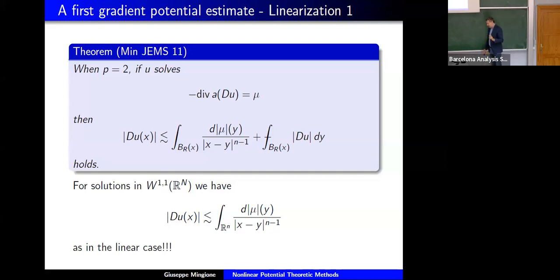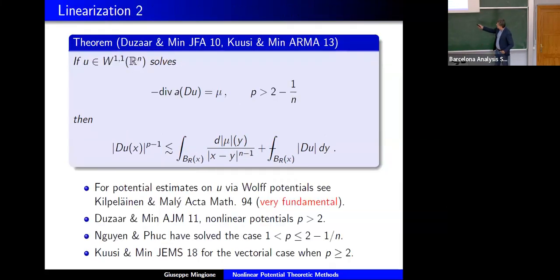Actually, I didn't know all this, so I conjectured that the Wolff potential gradient estimate was true when I started working on that. Then we proved with Duzaar that it holds, but then we observed that something very surprising holds, in the sense that when p is different from 2, you just add p minus 1, and then the same estimate holds. So as a corollary, any gradient estimate on the Laplacian or any kind of equation follows from this. The Benedetto estimates, Iwaniec, everything. Because you have completely linearized the equation, and there's no difference whatsoever.